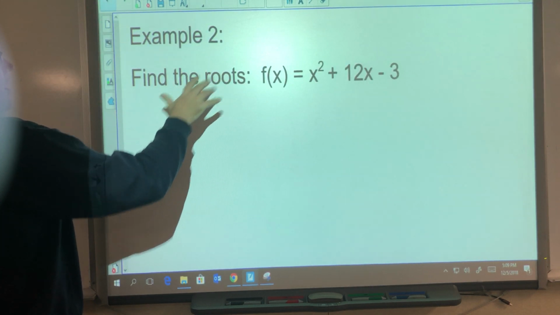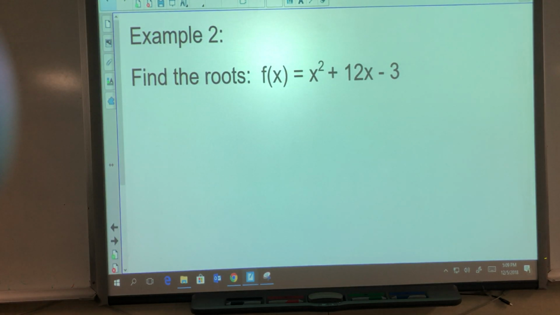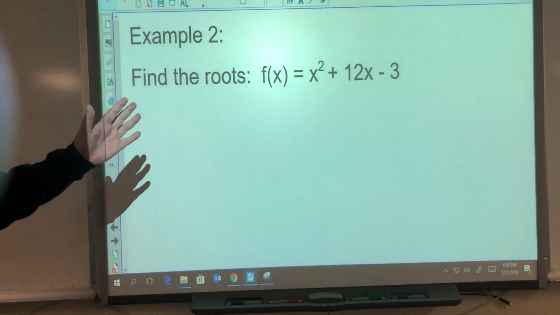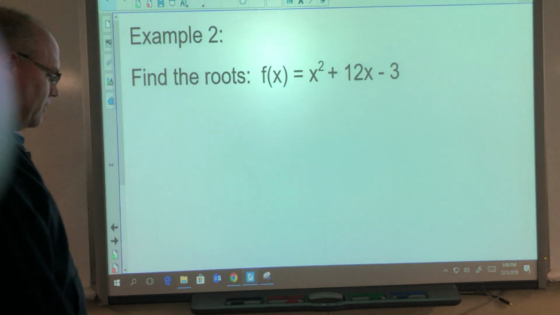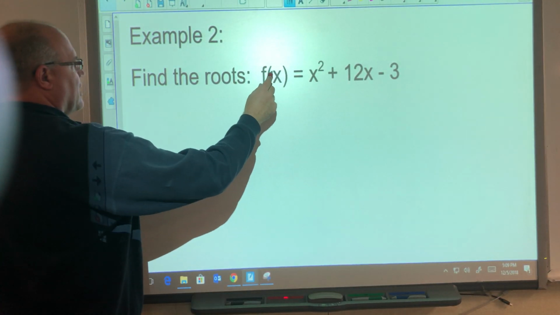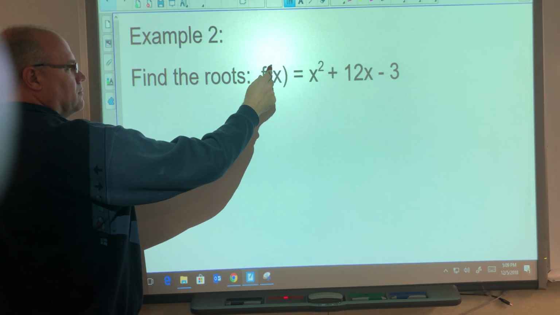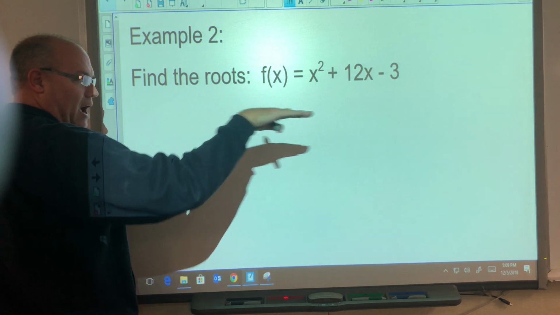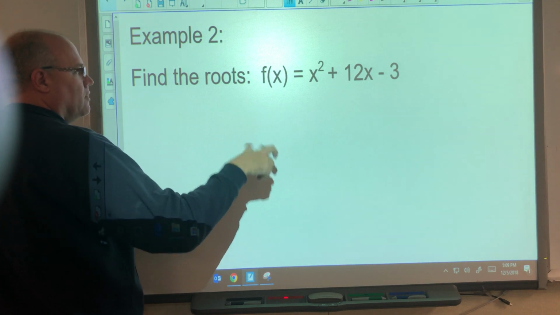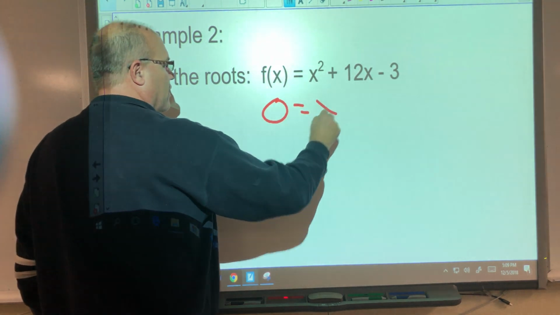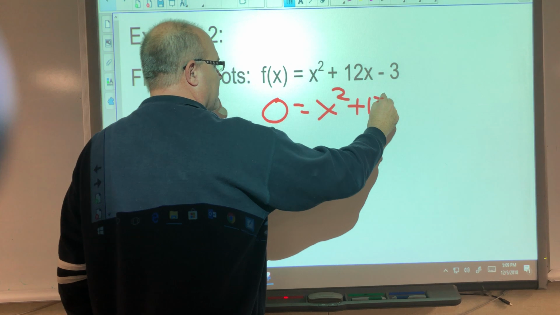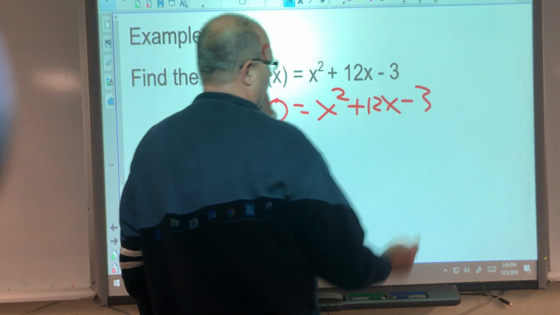We'll see them where it says find the roots. Okay, so f of x equals x squared plus 12x minus 3. First thing we do is we change f of x to 0 because we're trying to find the roots. They're on when y equals 0 or f of x equals 0. So 0 equals x squared plus 12x minus 3.